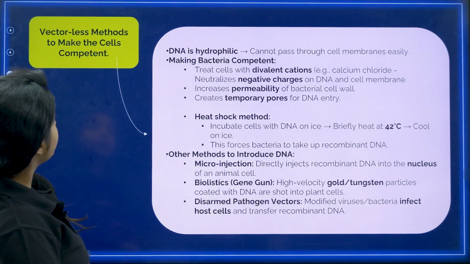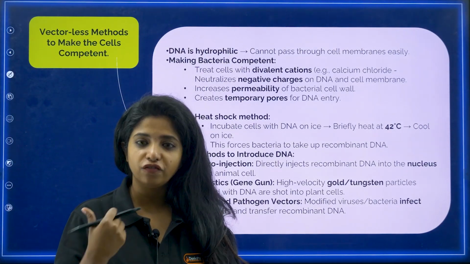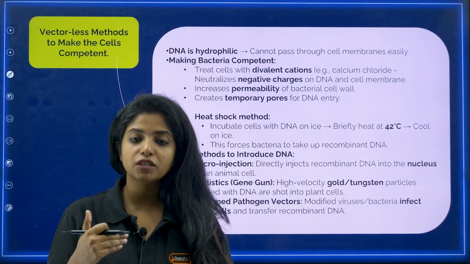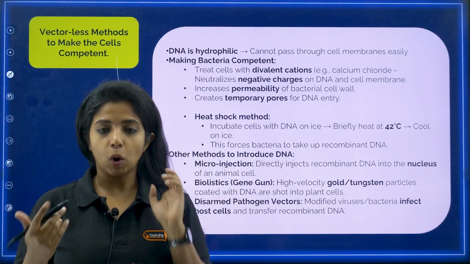Now, vector-less methods to make the cells competent. So there are other methods where you do not need a vector to make the cells competent. What do you mean by competent? To make the cells take up the recombinant DNA.